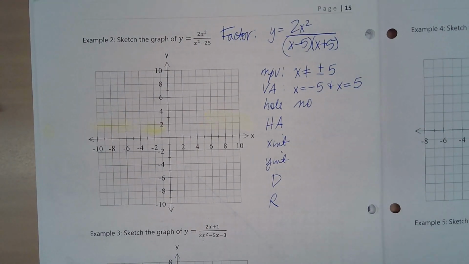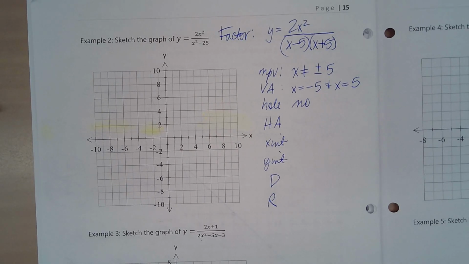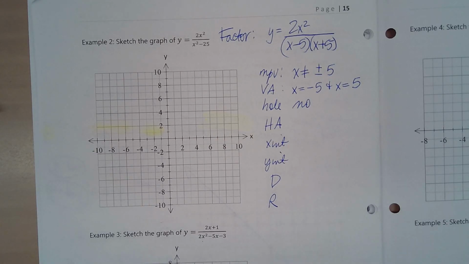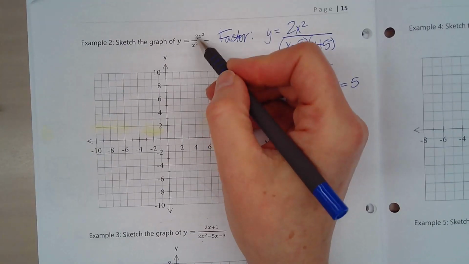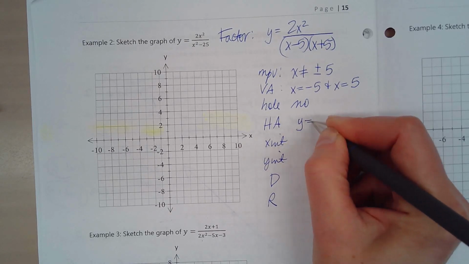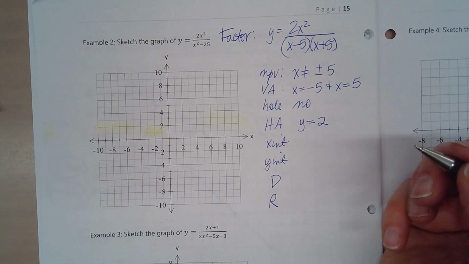Okay, let's take a look at the horizontal asymptote. What can you say regarding the highest power of x on the top compared to the bottom? They match, right? So when they match, they just kind of cancel out, and I'm left with the coefficients, which would be y equals 2.